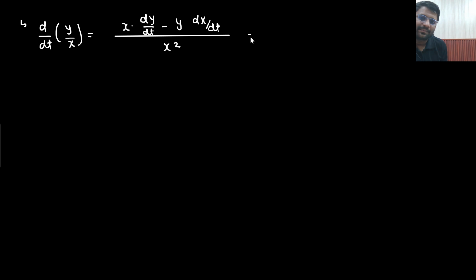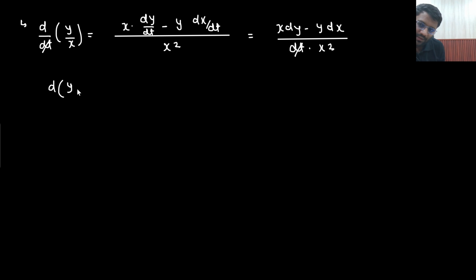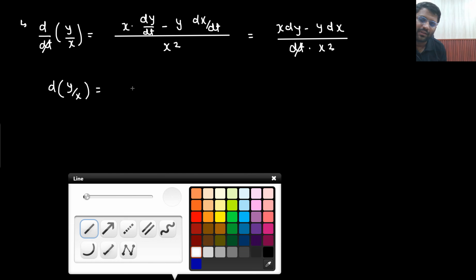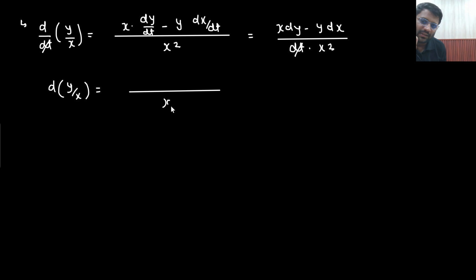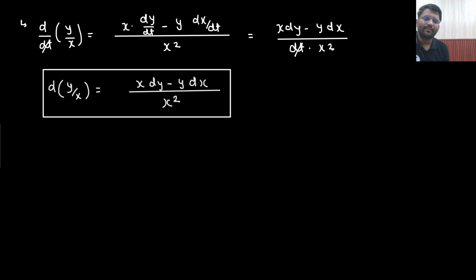So what is the answer you are getting? Sir, x dy minus y dx divided by dt dot x square. So dt and dt get cancelled out. So what you are getting? d of y by x is coming out to be divided by x square. Directly you try getting the answer from here. d of y by x, that means you are differentiating y by x. So x square, then x as it is, differentiation of y, minus y as it is, differentiation of x. This is the answer that you are getting. So d of y by x could be written as x dy minus y dx divided by x square.